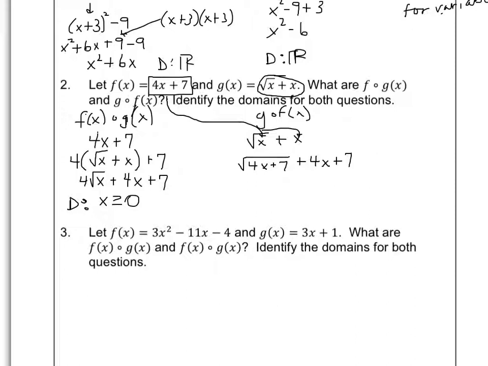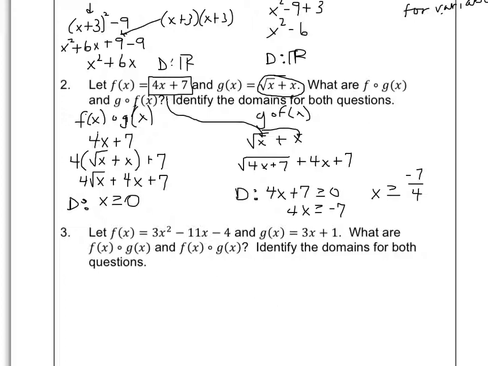Okay, so my domain. Again, I have something in the square root. So take what's in the square root, and it's got to be greater than or equal to 0. So if I subtract 7, 4x is greater than or equal to negative 7. And divide by 4, x is greater than or equal to negative 7/4. That'll be my domain. It has to be bigger than that number. Otherwise, I have a negative underneath the square root.